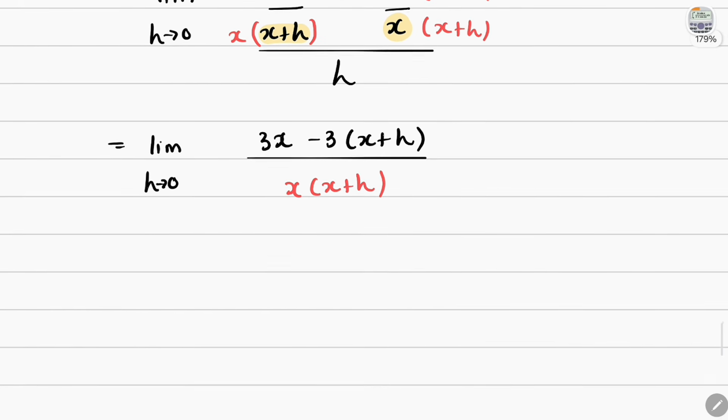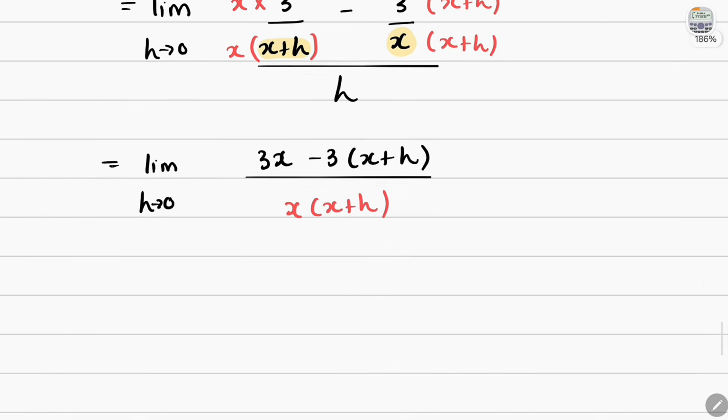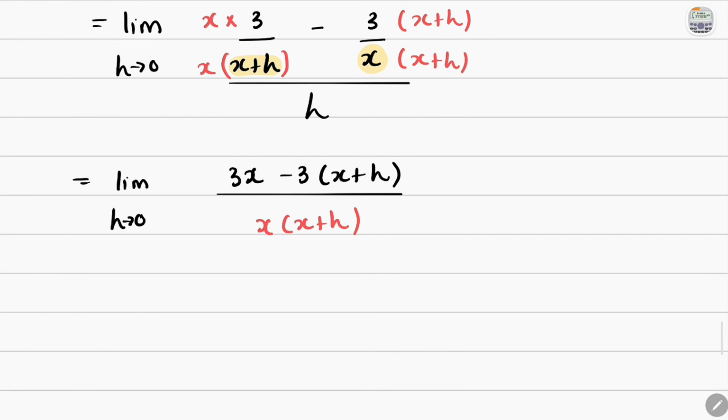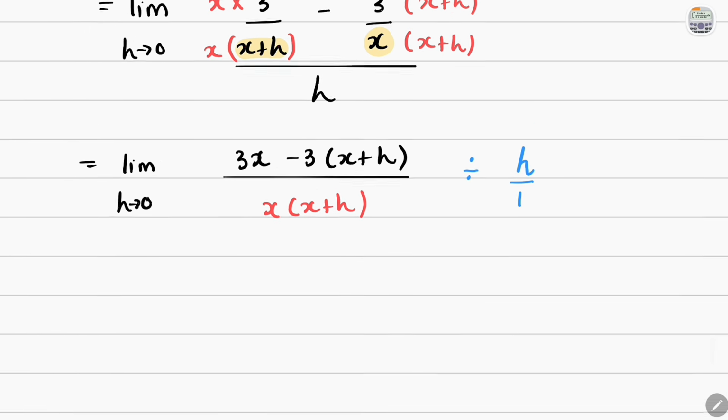Okay, so this is what we have, and we can just go ahead and simplify. But remember that we're still dividing by h. So here's how I'm going to do this. Because this is now a fraction, I'll just say we're dividing by h. And we can also rewrite h as a fraction by rewriting it as h over 1.